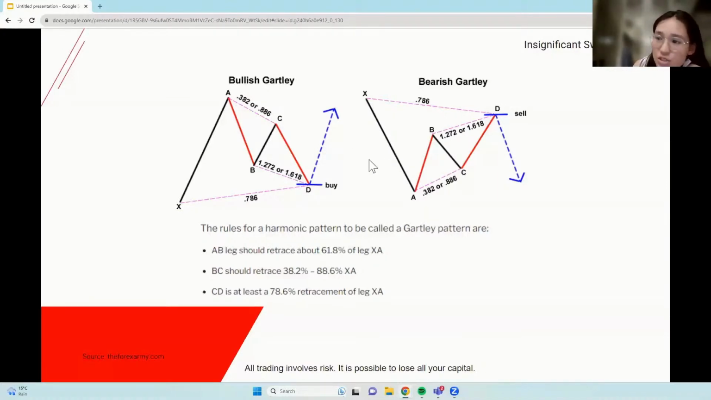Then the BC should retrace 38.2% to about 88.6% of XA. So XA is the first line here. So we're looking at BC now. And then for CD, which is the last leg of this shape, CD is at least a 78.6% retracement of the original leg.